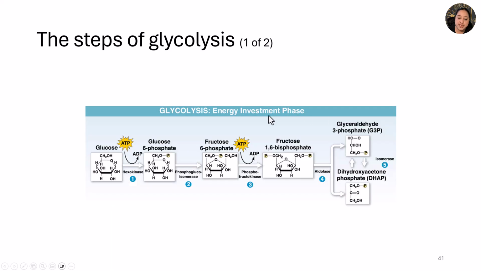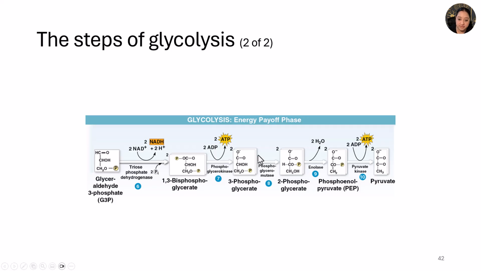So this was the energy investment phase. You could see where the ATP was put in. And then this is the energy payoff phase. This is where 2 ATP are made here, 2 more here, and so you make a net of 2 ATP total throughout glycolysis. And this is also where you see the NADH get made.